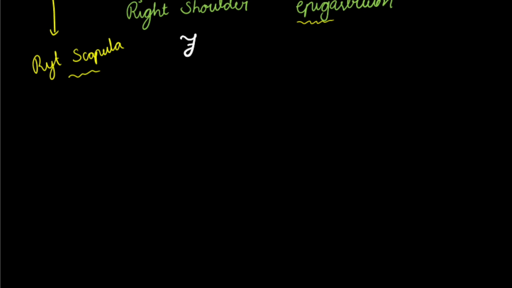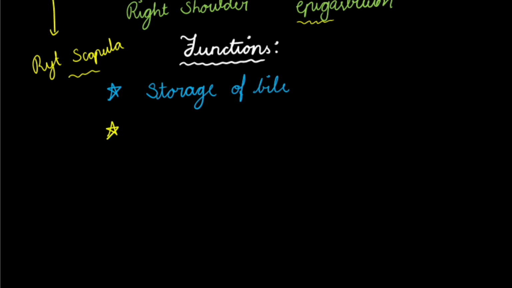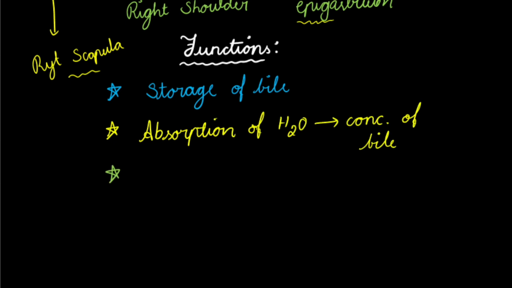Now regarding the functions of the gallbladder. First, it helps in the storage of bile and in the absorption of water, which mainly leads to the concentration of bile. The normal gallbladder can absorb small amounts of bile salt and cholesterol. So if there is any problem with the gallbladder, that may lead to the deposition of cholesterol inside the gallbladder and that may lead to stone formation.